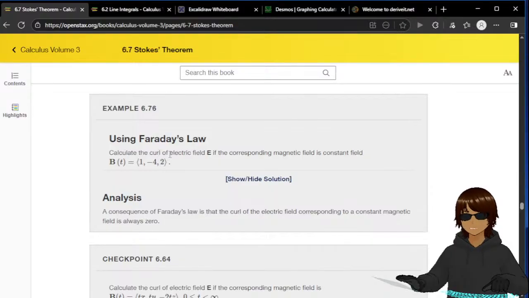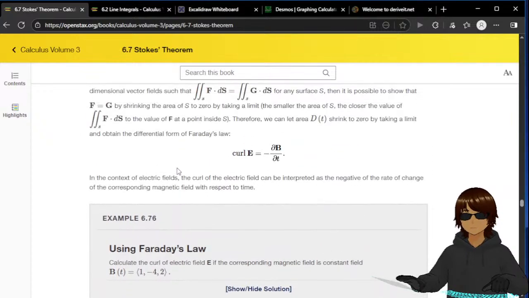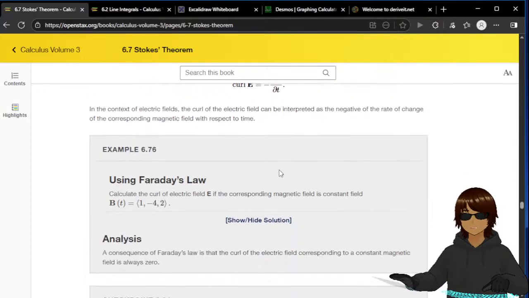Calculate the curl of electric field E. The corresponding magnetic field is a constant field B(t) equal to 1, minus 4, 2. We differentiate this with respect to t, but that's 0. So the curl is 0.